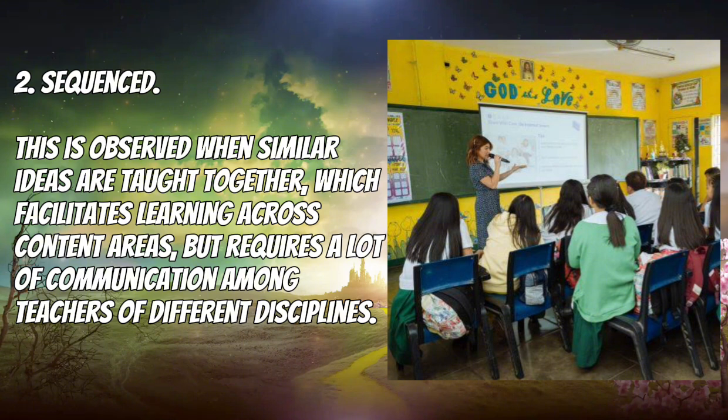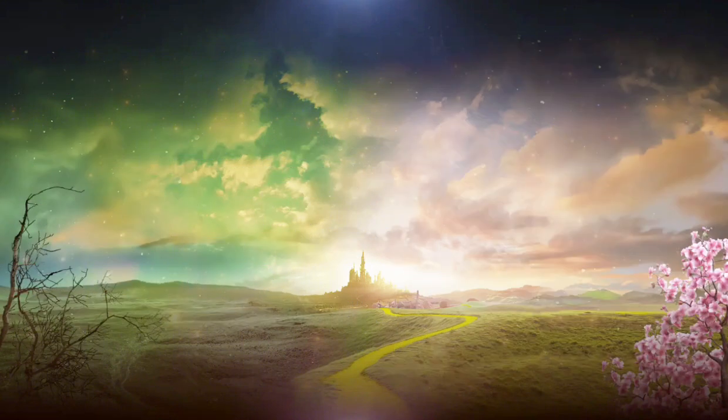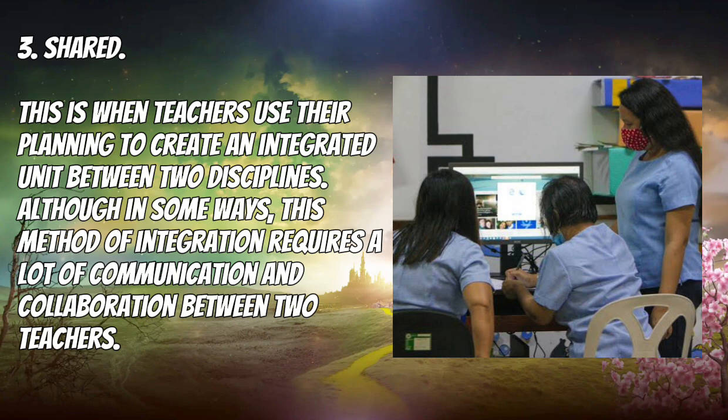For example, history and literature teachers align lessons on the Renaissance, teaching historical content and related literary works simultaneously. The next one is shared. This is when teachers use their planning to create an integrated unit between two disciplines.